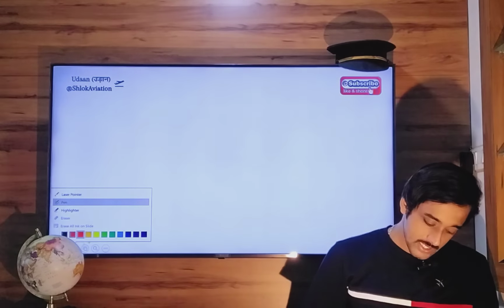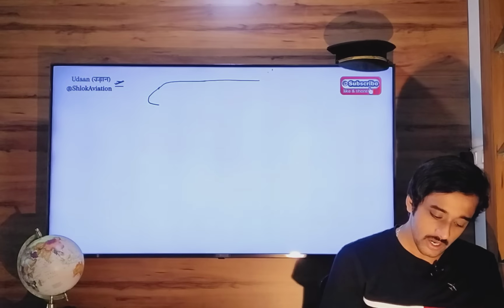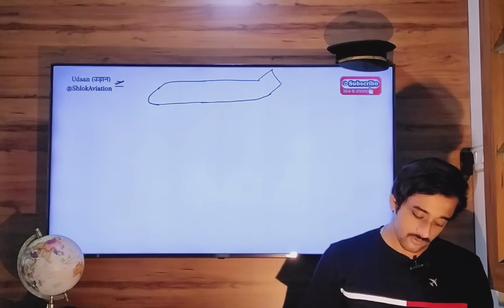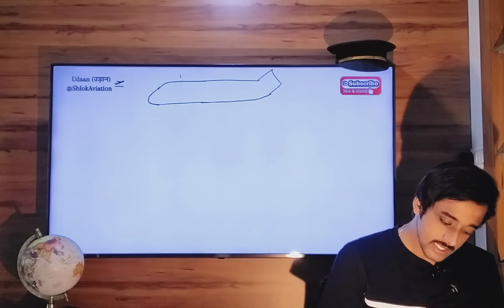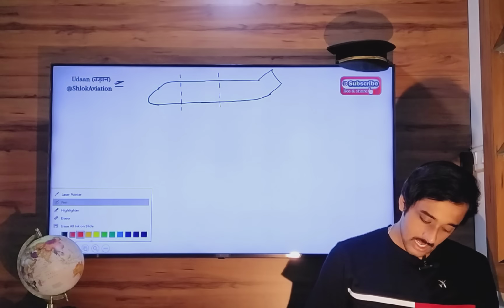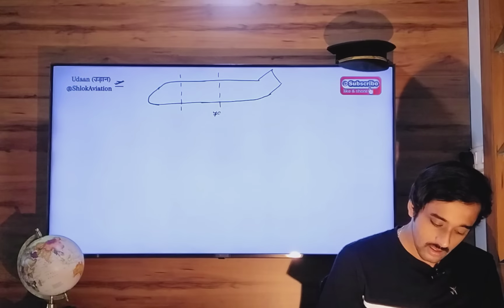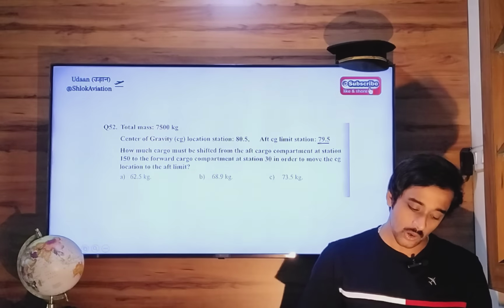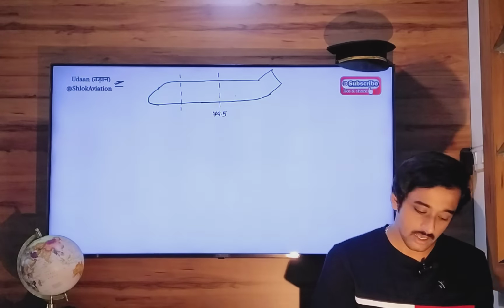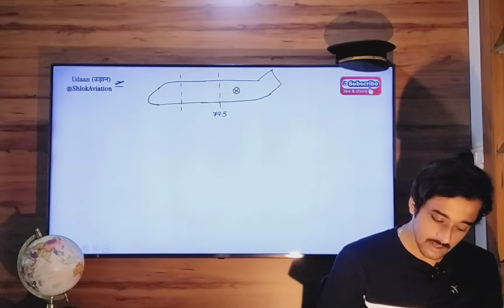So here is your aircraft. Fine, this is your aircraft, let's say. Now every aircraft will have its forward CG limit and an aft CG limit. So similarly, this aircraft has this forward center of gravity limit and the aft center of gravity limit. The aft center of gravity limit is 79.5. The actual CG location is 80.5, that is beyond this aft CG limit. So it's unsafe, right?